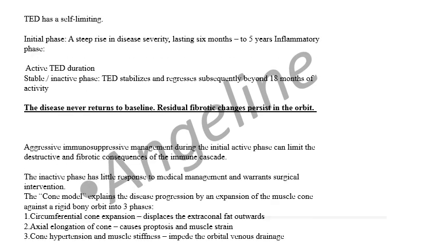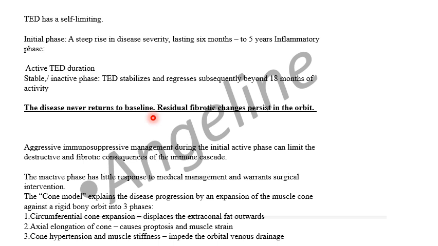Thyroid eye disease most of the time is self-limiting, so it's very reassuring. You have three phases. The initial phase is a steep rise in disease severity, going up to 6 months to 5 years. It's called the inflammatory phase. Active phase, and there is an inactive phase. The stable or inactive phase, the disease stabilizes and regresses subsequently beyond 18 months of activity. So when a patient is asking for prognosis, you will know the time pathway of this disease and you will be able to explain. However, the disease never returns to baseline. The process never returns to baseline.